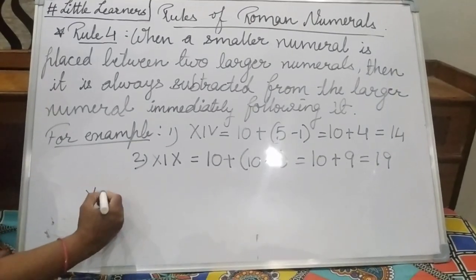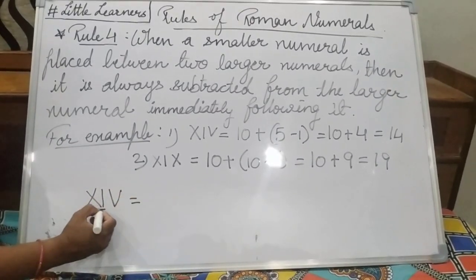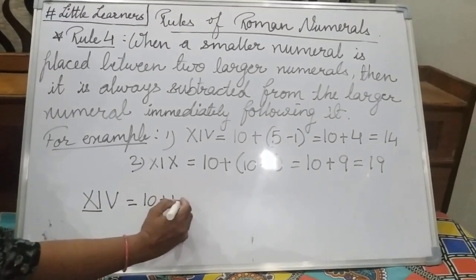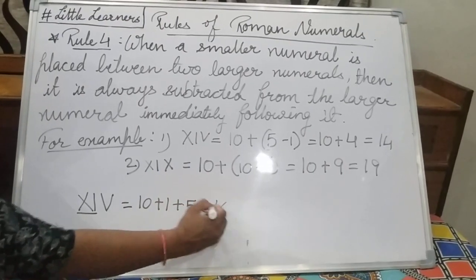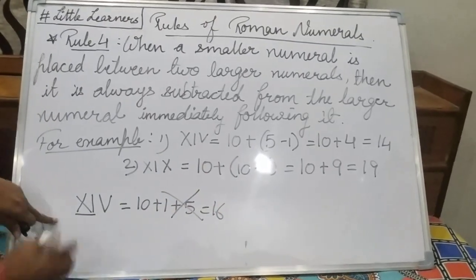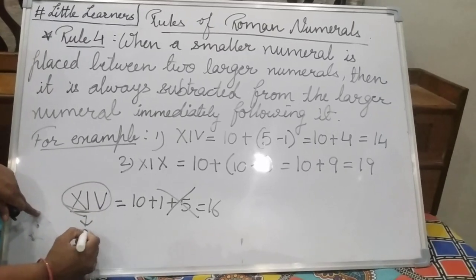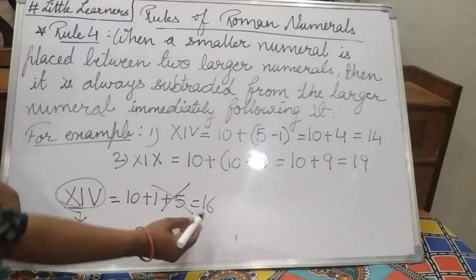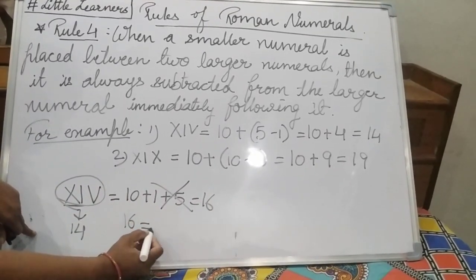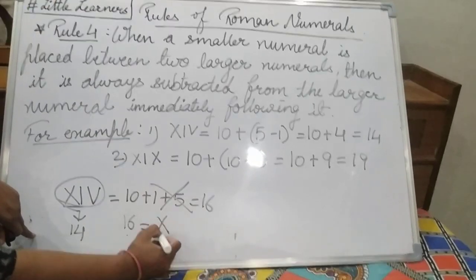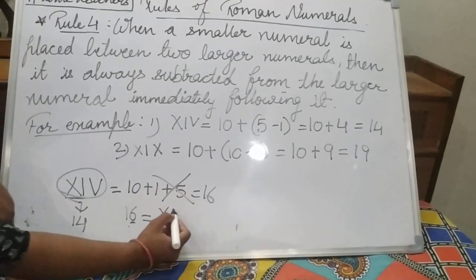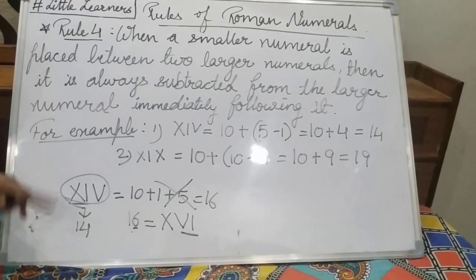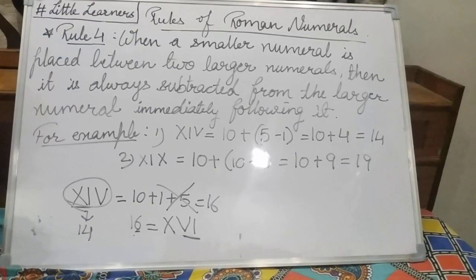Instead of that, if some of you are thinking like this, that XI we can write as 10 plus 1 and we can write 5, that means 16. So children, you are wrong. This is 14, not 16. Because suppose we have to write 16. For writing 16 children, first we will write X for 10 and 6 we write VI. So VI is 16, not IV. IV is 4, not 16.